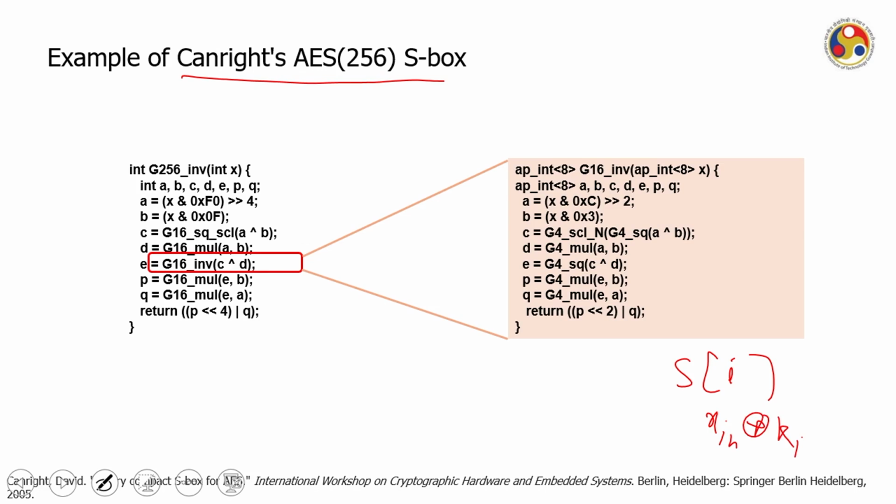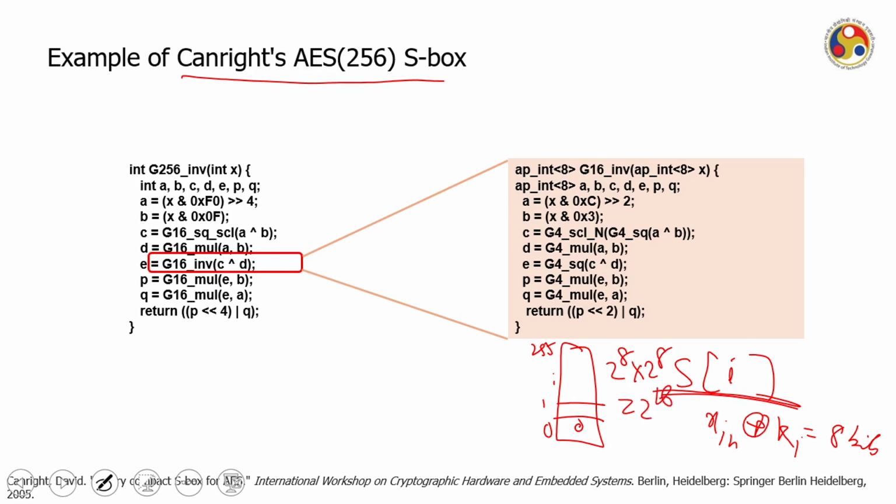But what is the size of this S-box? This is basically 8 bit, so that means you can have 256 locations, because 2 to the power 8. So the S-box has 256 locations, 0, 1 to 255, and each of them is 8 bit. So it is 8 into 2 to the power 8, which is basically 2 to the power 16. It is a lot of area, right.